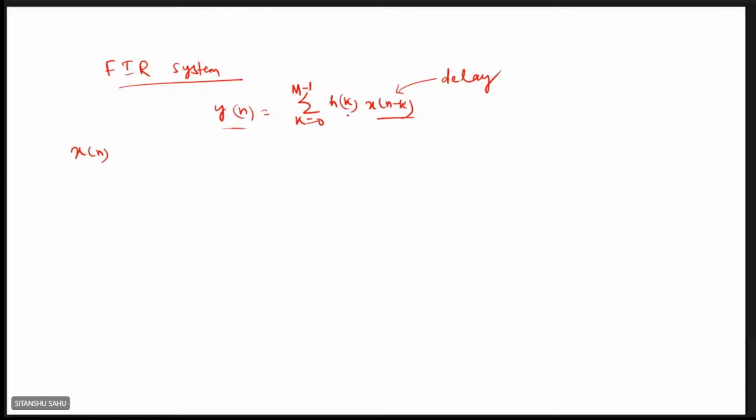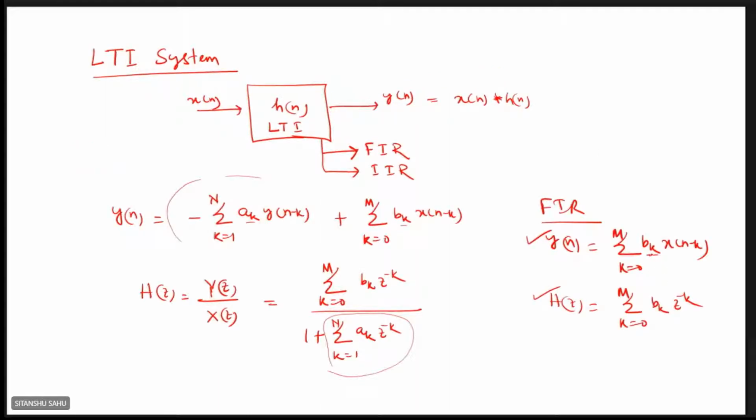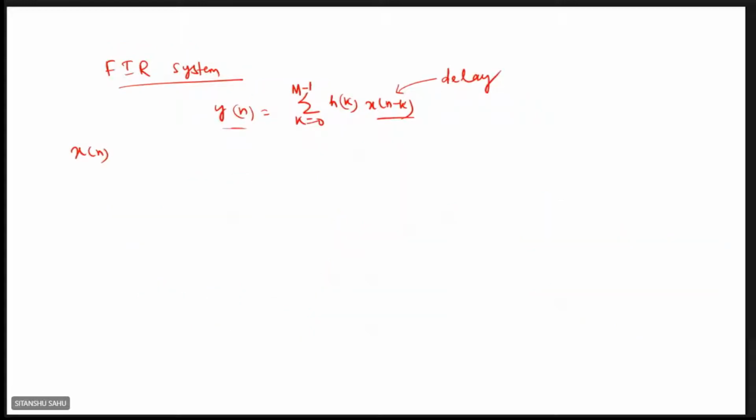Okay, so h of k is nothing but your impulse response, or we write it as bk. So what we write here as bk, these coefficients are nothing but h of k that we see. So this is the impulse response of the system, the finite impulse response. Okay, so how do you write this one?